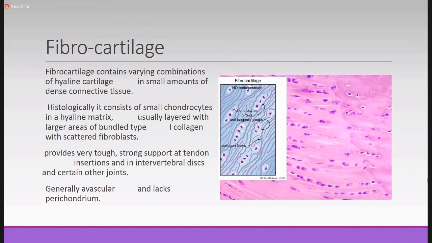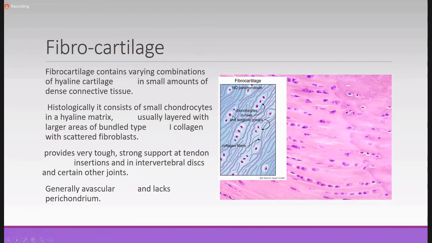The fibrocartilage is intermediate between the elastic and the hyaline cartilage. It contains varying combinations of hyaline cartilage and small amounts of dense connective tissue. It's in between the two. Histologically, it consists of small chondrocytes within the hyaline matrix, usually layered with larger areas of bundled type 1 collagen fibers and scattered fibroblasts. This is a diagrammatic representation, and this is the microscopic representation of a fibrocartilage.